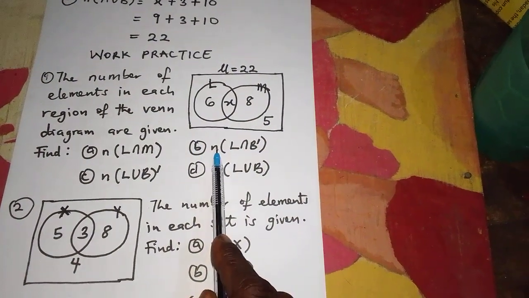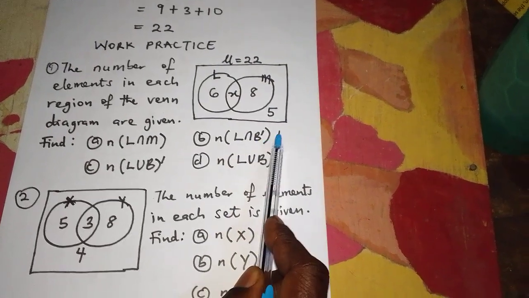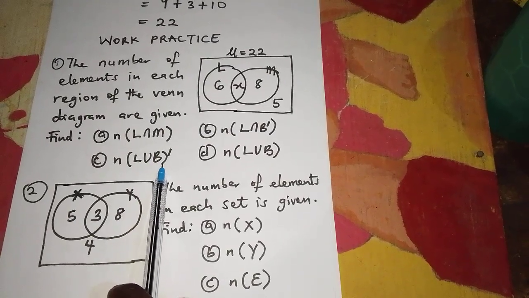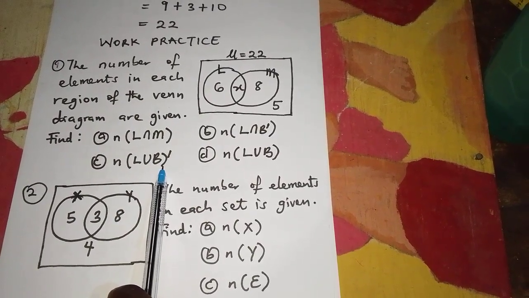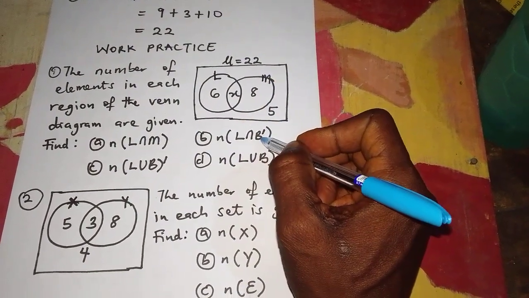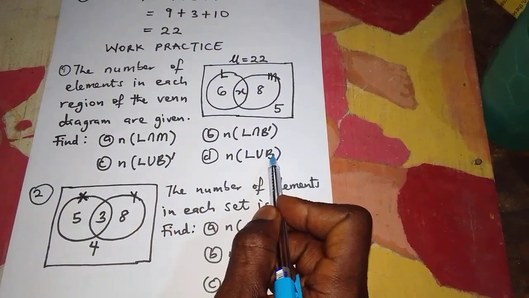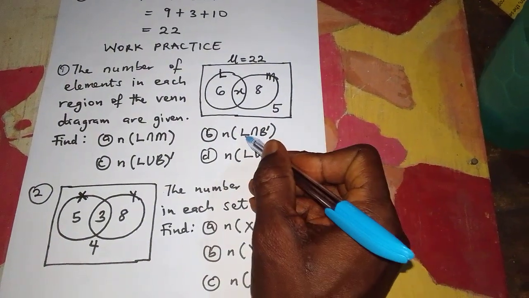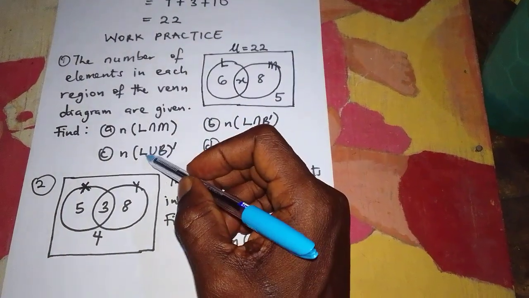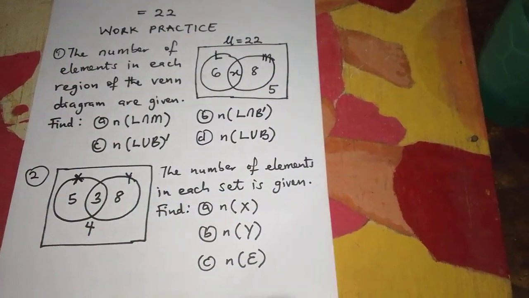B, you are told to look for L intersection M complement. That is the same thing as saying L only. Then you are told to look for number of elements in L union M complement. Sorry, this should be M, not B, because it's M that is here. That's a mistake. This one should be M and M. So it should be number of elements in L intersection M complement, number of elements in L union M complement, and number of elements in N union M complement.